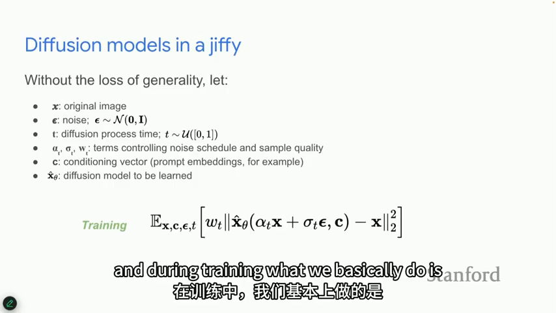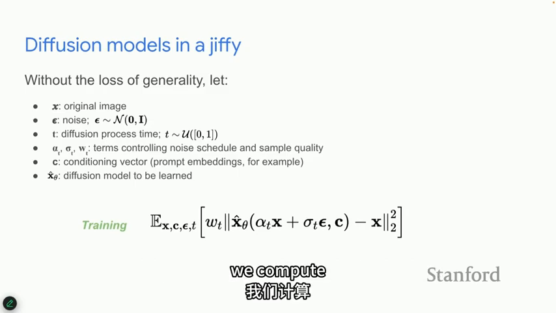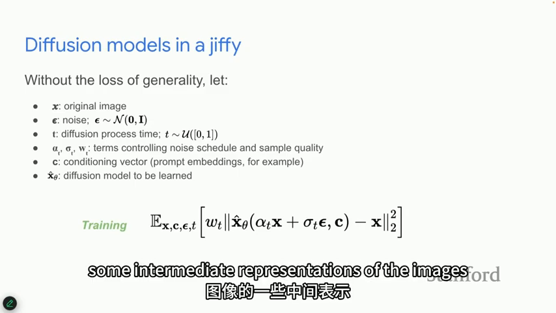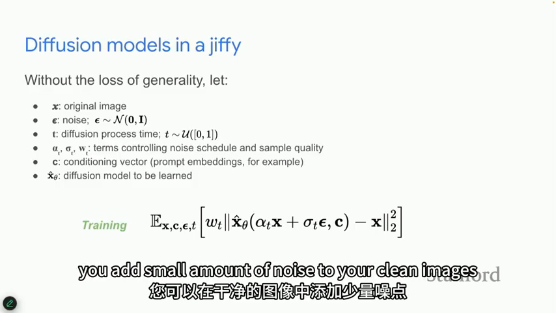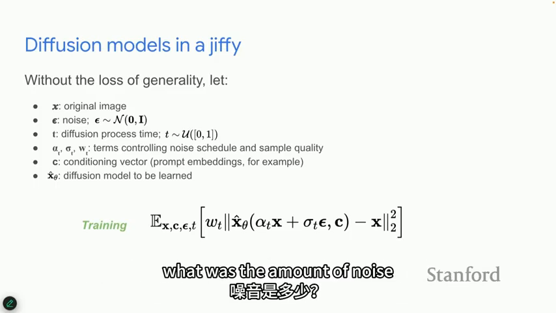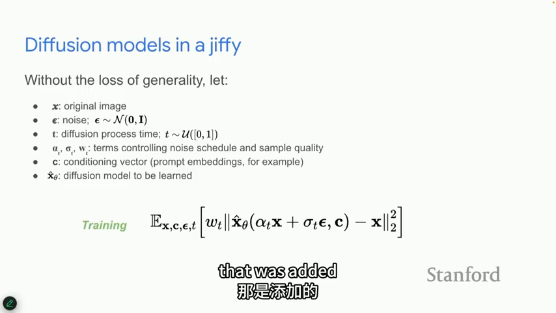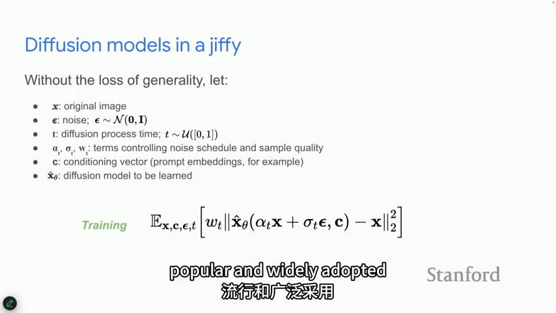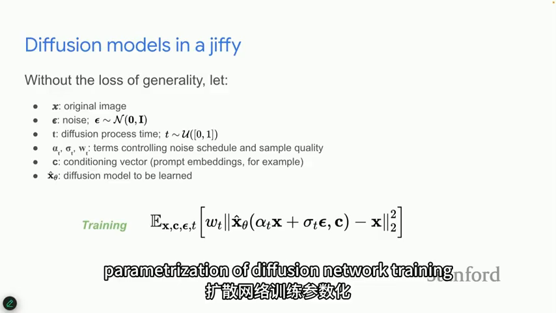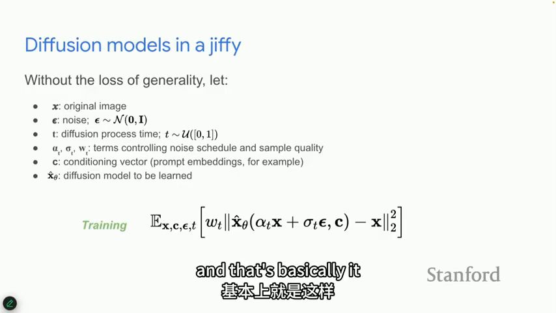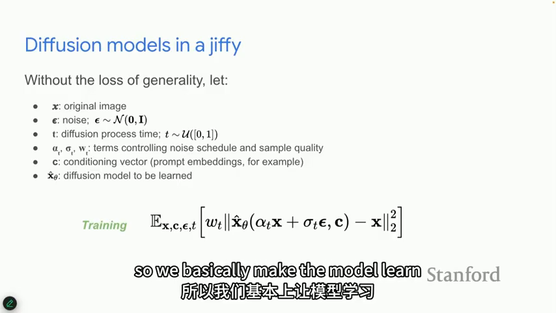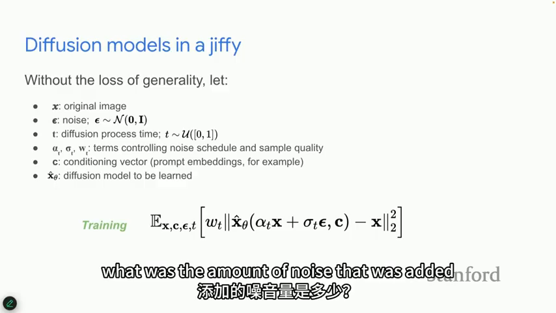And during training, what we basically do is we compute some intermediate representations of the images, or if you are working on the pixel space, you add a small amount of noise to your clean images, and you make the model predict what was the amount of noise that was added. This is one very popular and widely adopted parameterization of diffusion network training. It's called the epsilon objective, if you will. And that's basically it. So we make the model learn what was the amount of noise that was added.